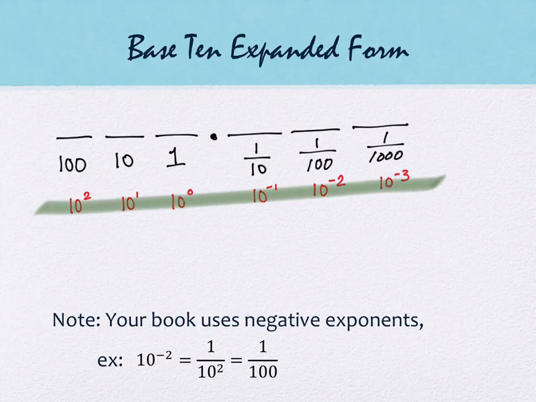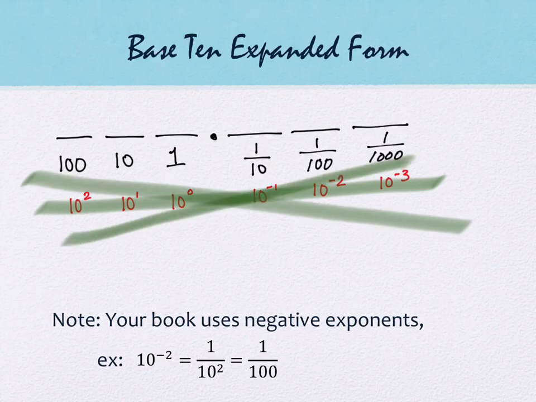So while your book is going to do this and it's going to have answers that are written like this, I don't want you to use them. Okay, this is a no. We're not going to do this. This is a big no. Because I want to make sure that you have this perspective of what these values actually mean. Okay, so that's my note at the bottom. Your book uses these negative exponents. We're not going to.